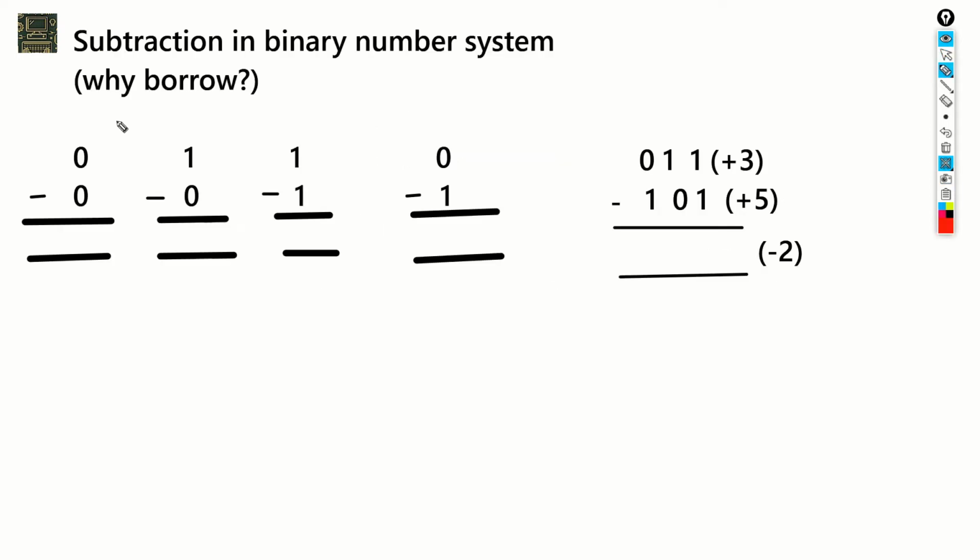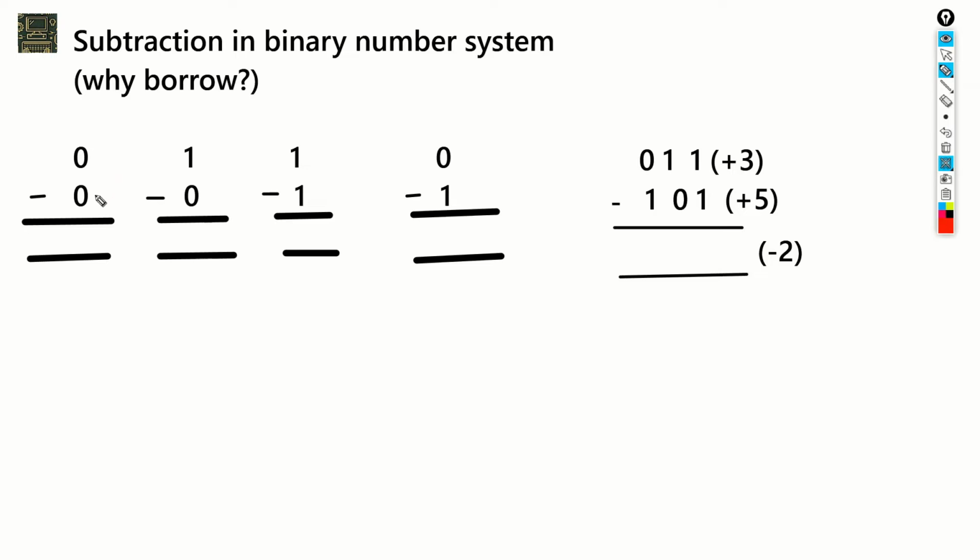So in this video, we will try to know what is the concept of borrow and why the borrow is used in binary number system subtraction. So let us say that we have two bits. So we can have four combinations of two bits: 0 0, 1 0, 1 1 and 0 1.